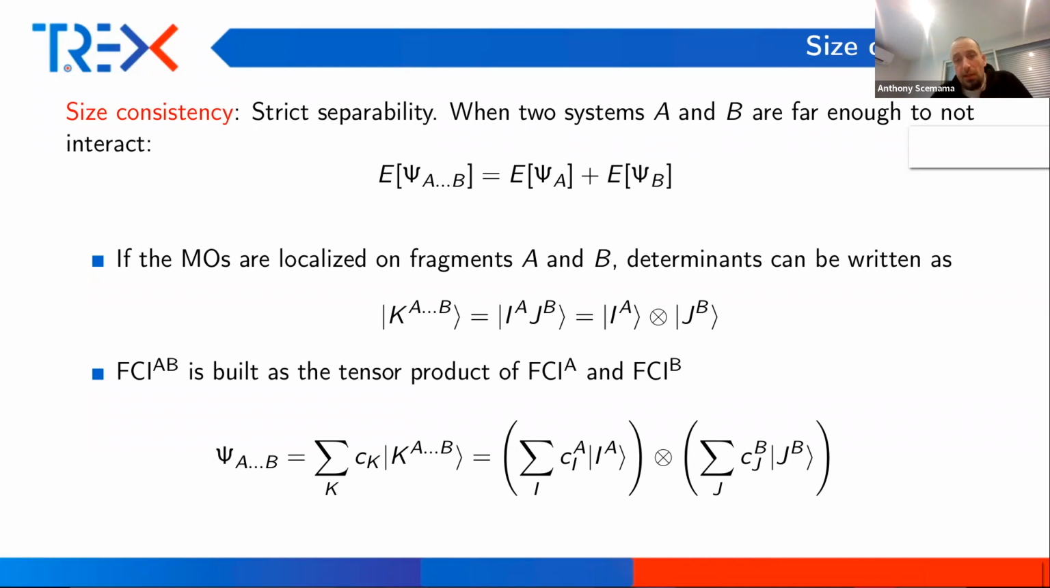And what you would like is that the quality of the method you use to describe AB is similar to the quality to describe A and B. So to check this, once you split your system, you use the same method to compute AB at a very large distance, and then you compute the energy of A and the energy of B alone. You should see that the energy of A and the energy of B add up to the energy of AB.